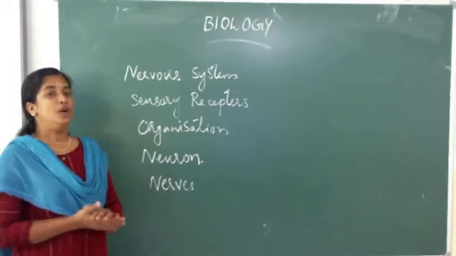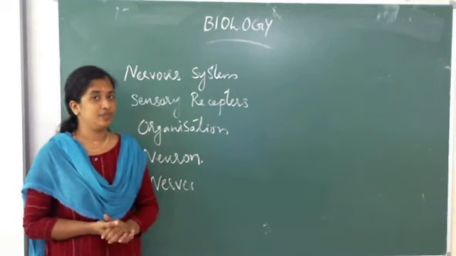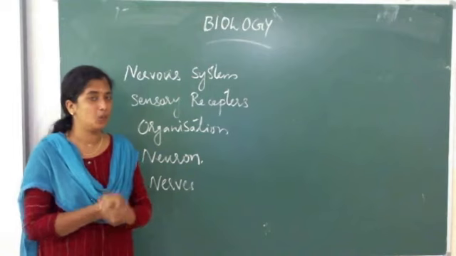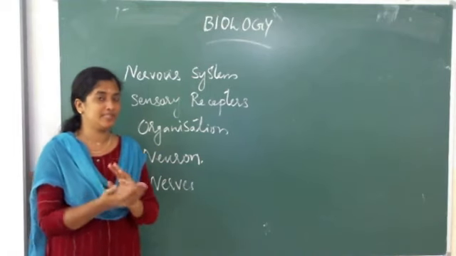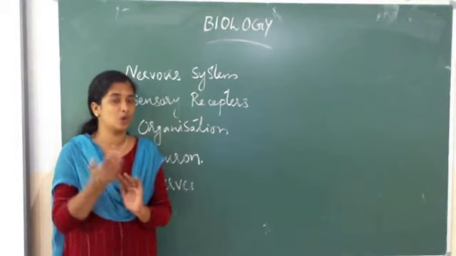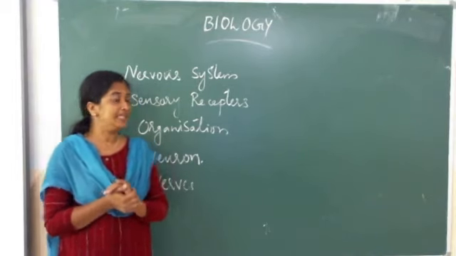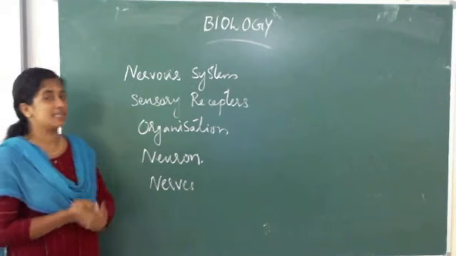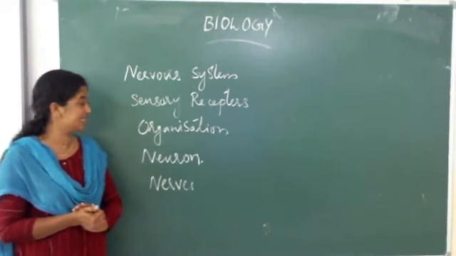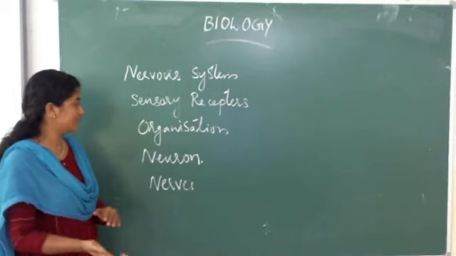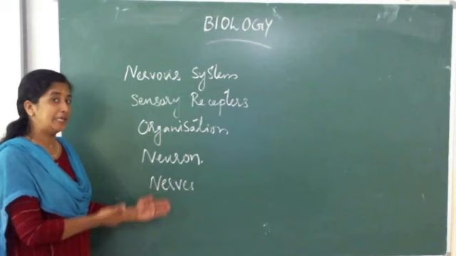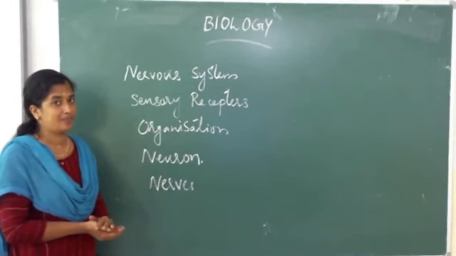Is it clear? Okay, this much is enough for today's class. In today's class, we mainly discussed the nervous system. What is the nervous system? Then the structural and functional unit of the nervous system, that is the neuron or nerve cell. Then sensory receptors, mainly 5 types we have discussed. Then organization of the nervous system. Then neuron, types of neuron, nerves, types of nerves.